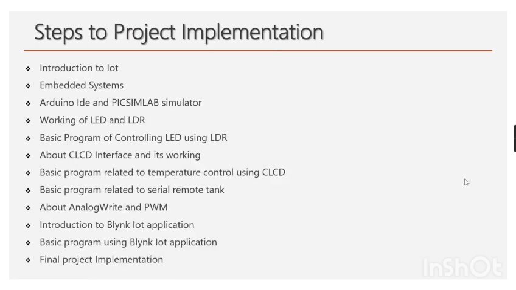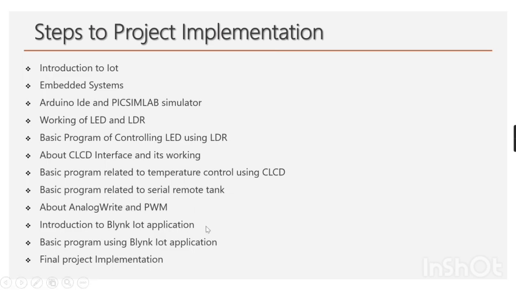And these are the steps to implement that project. First, we learned about the introduction to IoT, what embedded systems are and how we can use them. And we install the Arduino IDE and the PICSimLab simulator, and work with LED and LDR, controlling the basic programs of the LED using the LDR, and learn about CLCD interfacing and how it works. And we also write the code for temperature control and a basic program related to the serial remote tank, and how it can be displayed on the CLCD.